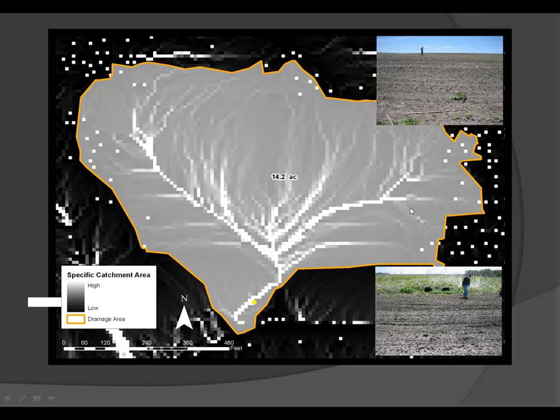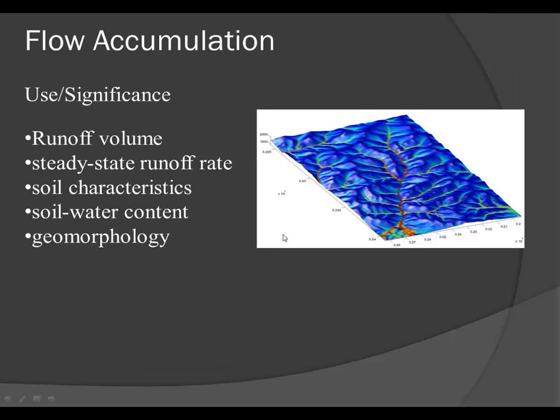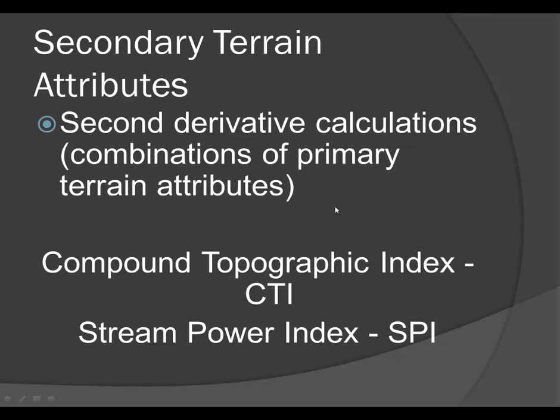And here's a good example of that. Now the significance of this is that this helps us understand volume, runoff volume, or runoff rate, and obviously the soil characteristics. Where there's a high flow accumulation or a catchment, there'd be soil deposition, there'd be different soil properties, there'd be different soil water content, and that would all contribute to our understanding of the geomorphology of that terrain.